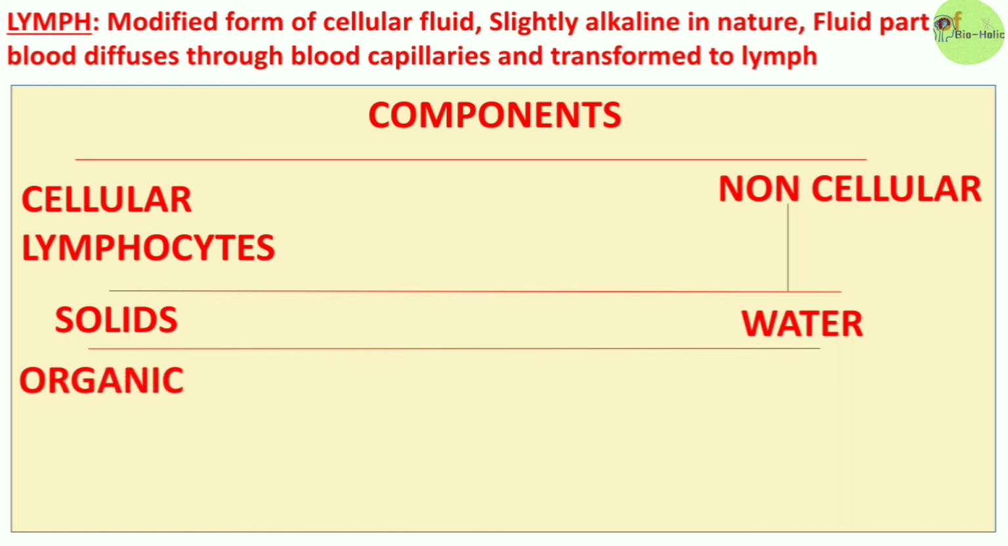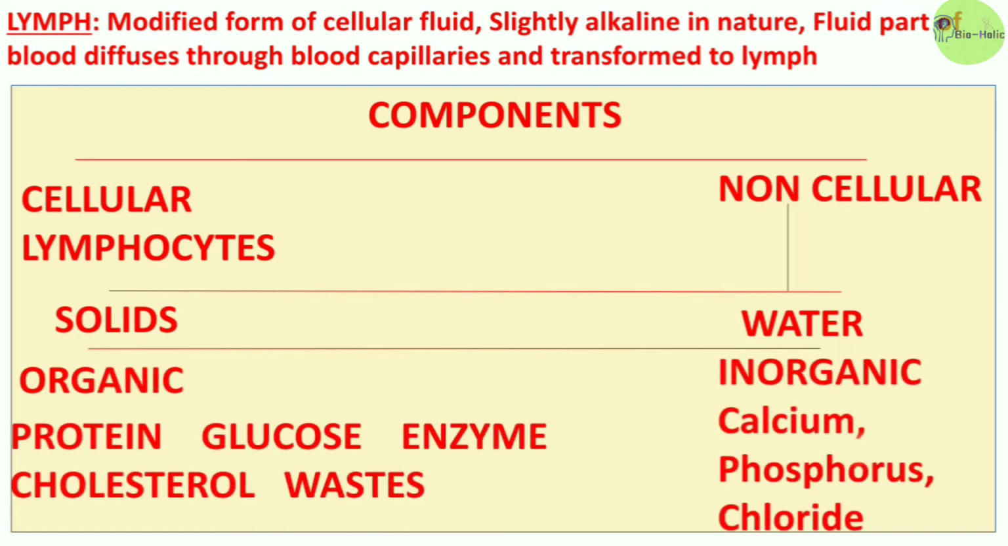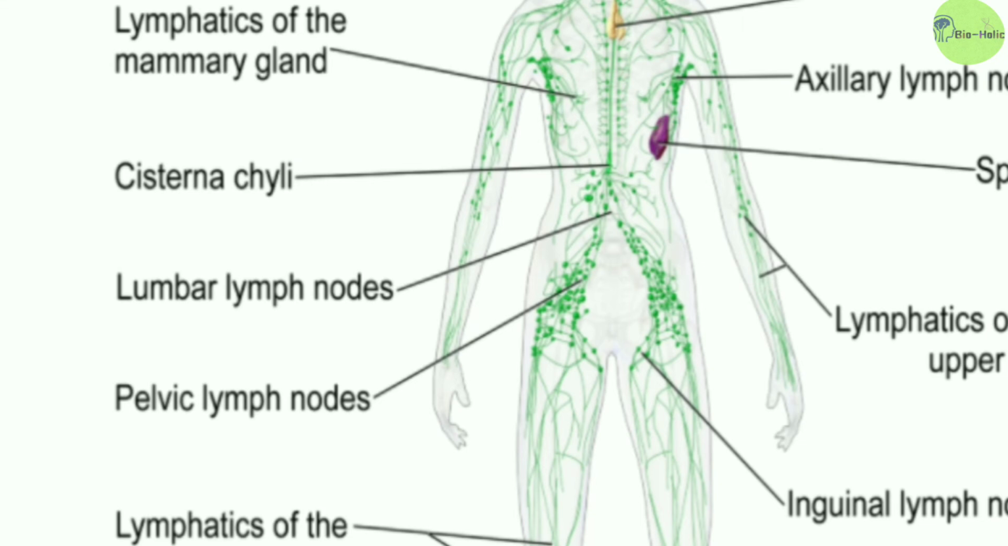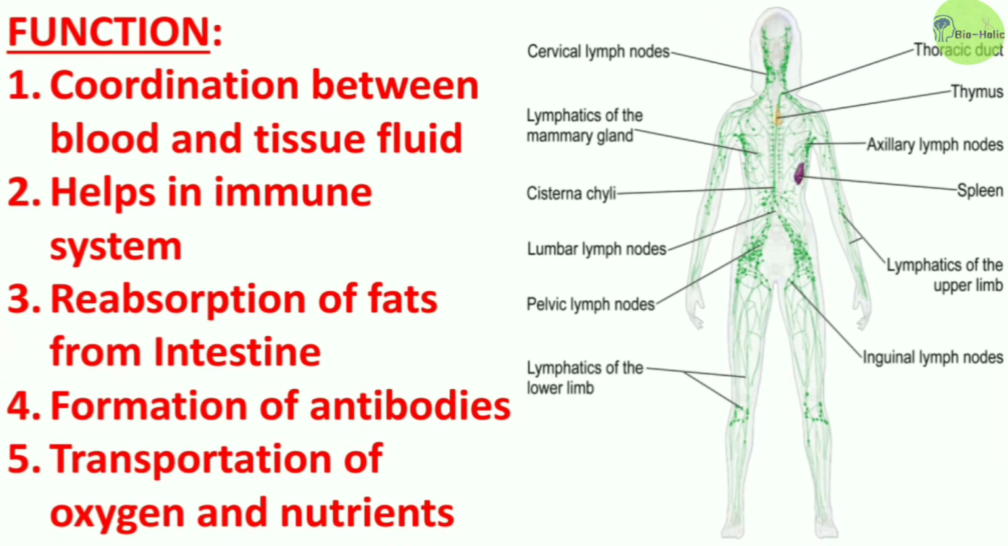The solids are of organic and inorganic type. Organic have protein, glucose, enzymes, cholesterol and biochemical waste, and inorganic have many ions like calcium, phosphorus, chloride, etc. The main lymph gland in our body is the spleen, and there are other accessory lymph nodes or glands present in our body in different positions.